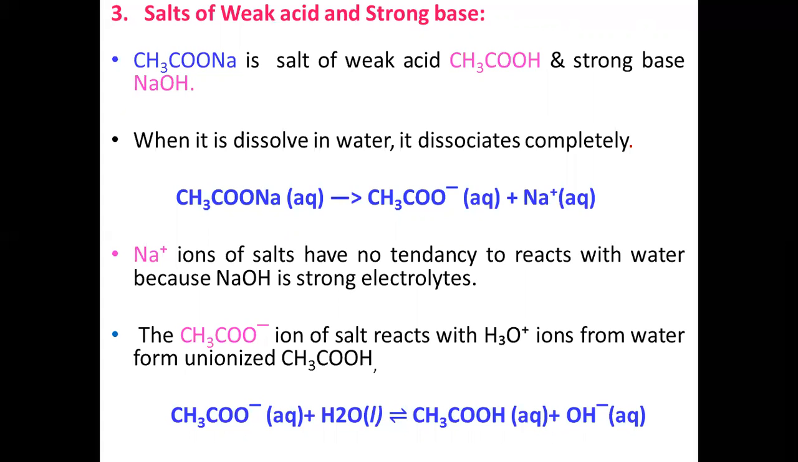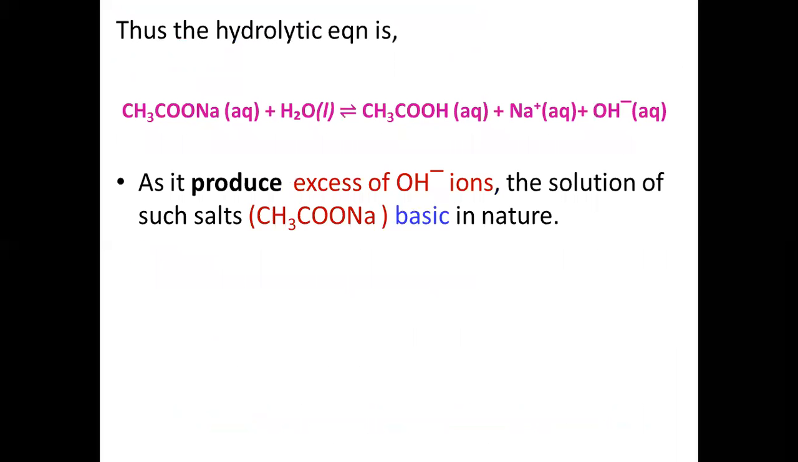So who is left? The acetate anion, and the acetate anion is the part of a weak acid. So it reacts with the ions of water and produces acetic acid. Acetic acid is a weak acid, so it remains in the form of acetic acid with OH minus ion. So the concentration of OH minus ion increases in the solution. So the solution becomes basic in nature.